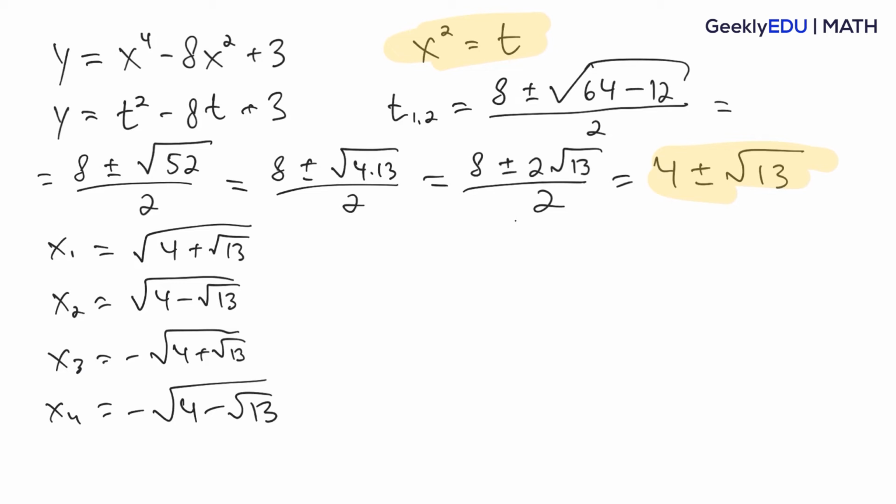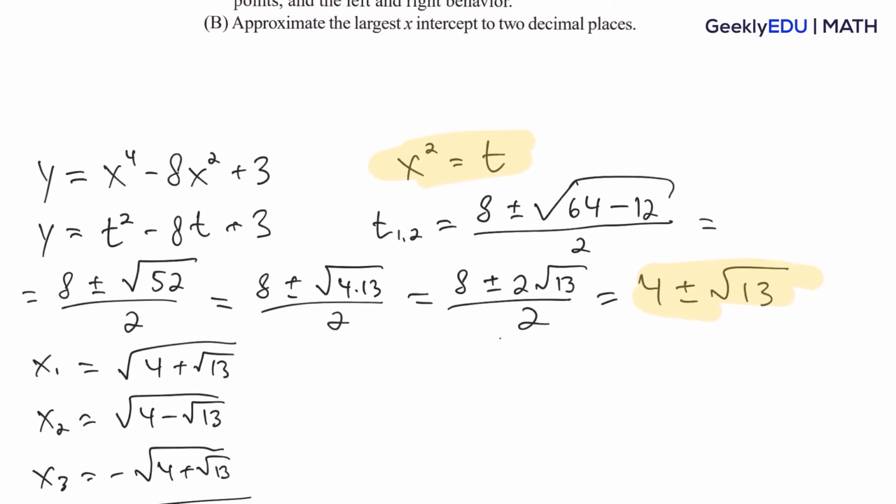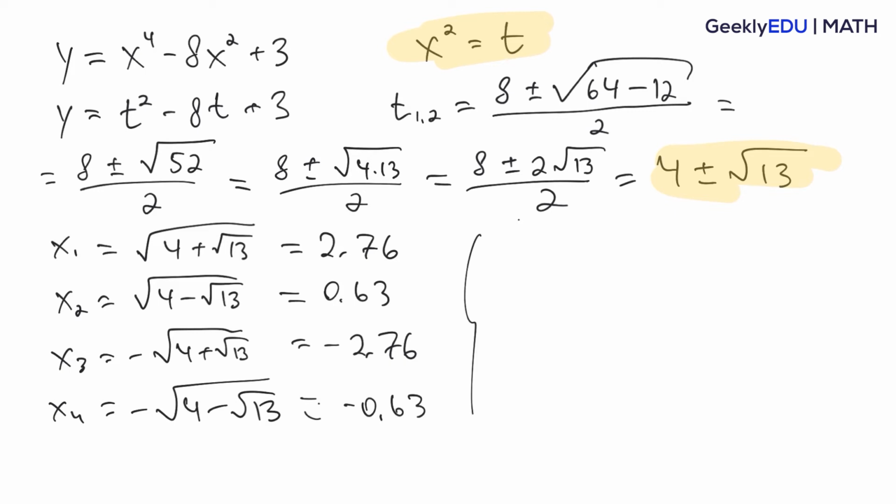Now, if you remember, in the second part of the question, we have to approximate the largest root to 2 decimal places. And we'll do that later. Right now, we'll just cheat and plug these into a calculator and find out the values. So the first one, the largest obviously, is approximately equal to 2.76. This one is equal to minus 2.76. Then this one is equal to 0.63. And this one is equal to minus 0.63. So these are the 4 roots that we can then use to graph the plot.